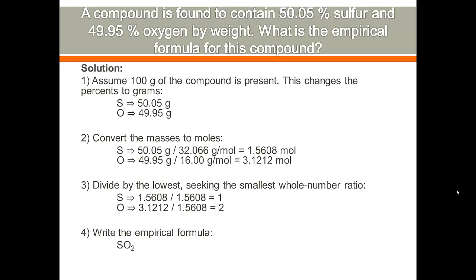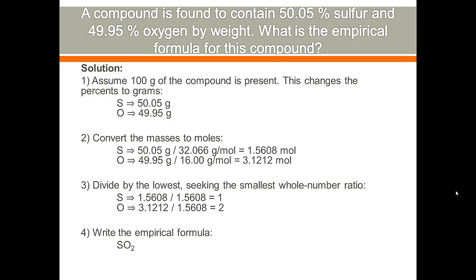For our example problem, it says a compound is found to contain 50.05% sulfur and 49.95% oxygen by weight. What is the empirical formula for this compound? So the first thing we need to do is realize that to find the empirical formula, we have to figure out the mole ratio between the 2 elements that are in this compound, between the sulfur and the oxygen.